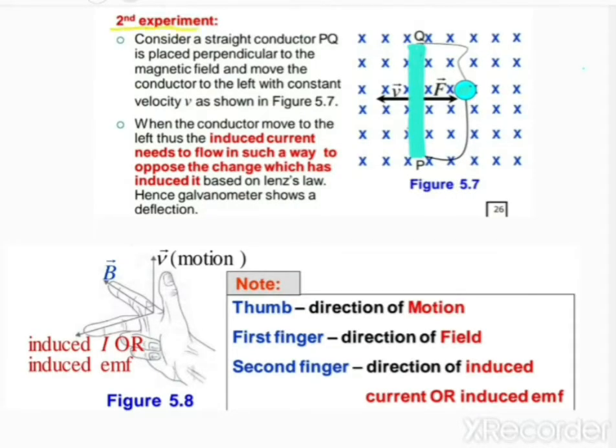Second experiment. We consider a straight conductor PQ placed perpendicular to the magnetic field and move the conductor to the left with constant velocity. For this figure 5.7, the magnetic field is pointed into the page and the conductor is moved to the left. When the conductor is moved to the left, the magnetic flux is increased since the swept area is increased.